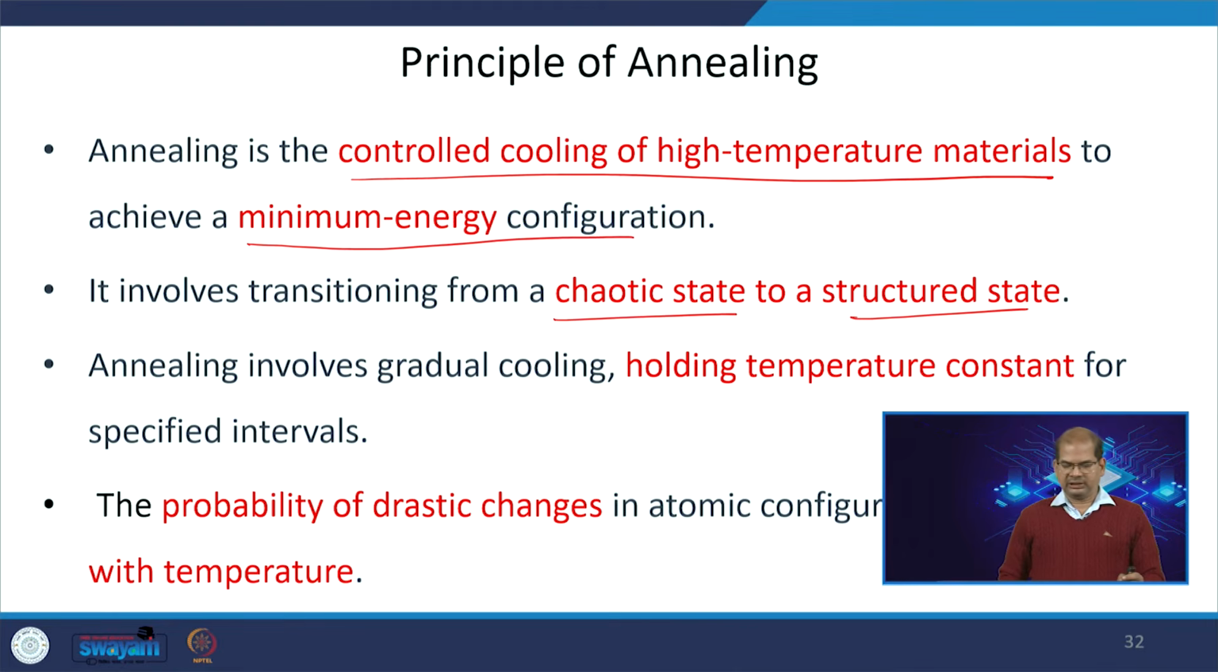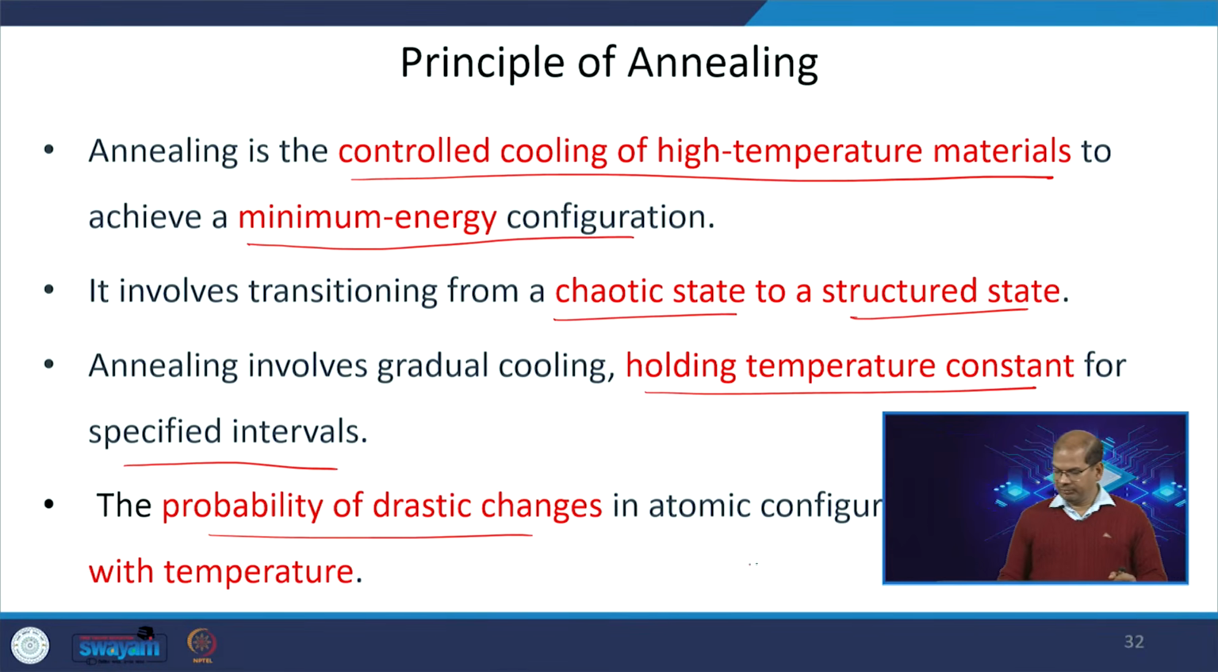So, annealing basically involves gradual cooling, and whenever I keep a temperature constant, I am exploring a different solution space for that problem. Here, the probability of drastic change in the atomic configuration decreases with the temperature. The probability of getting the best solution comes at the lower temperature, but we start with a very high temperature and cool down till we get a lower temperature and a better solution.